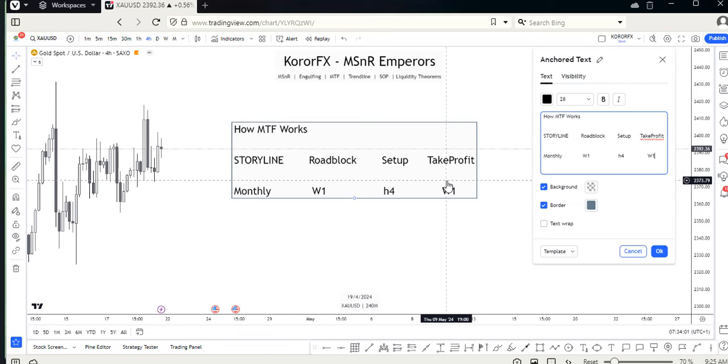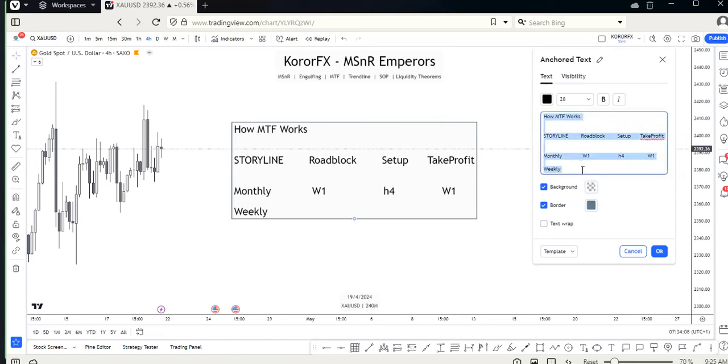For example, let me say weekly storyline. When we get a weekly storyline, which time frame are we looking for roadblocking? Daily, D1. And after we get a daily roadblock, where is our setup? We have to bear in mind, a daily roadblock will give you a 1 hour setup. So H1 is the time frame that you will look for your setup. Where is your take profit? Where is your target? It will be the daily, since daily is the roadblocking. You have to always bear this in mind.